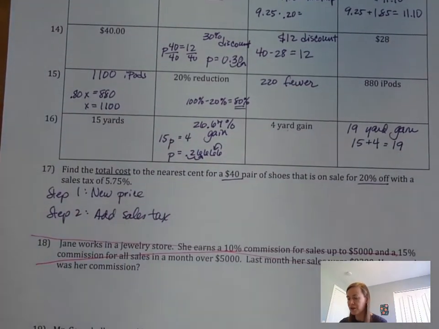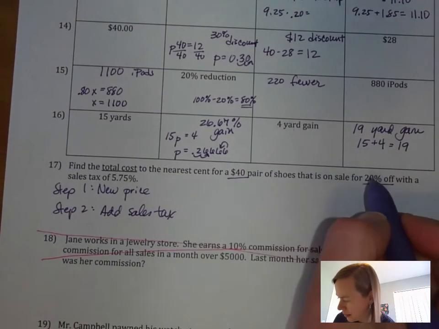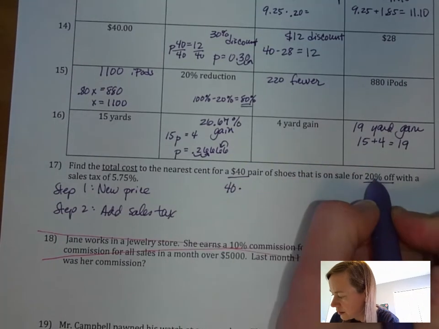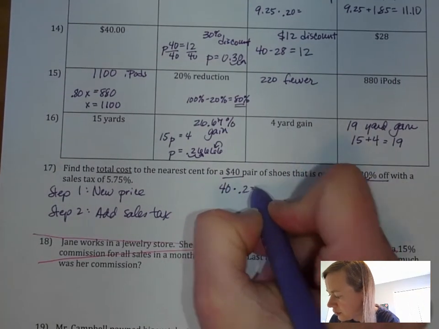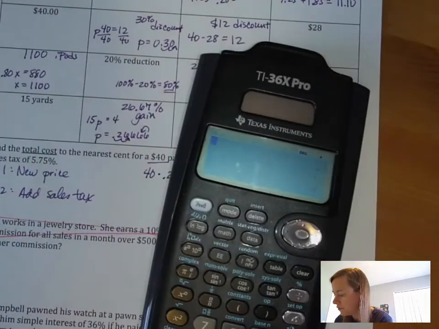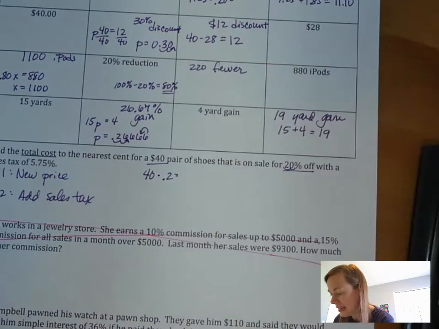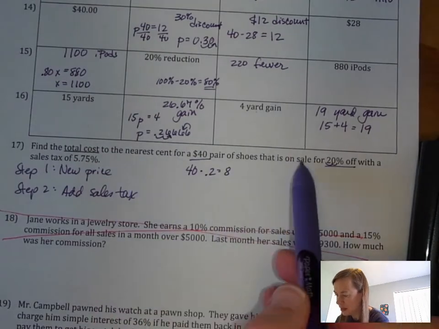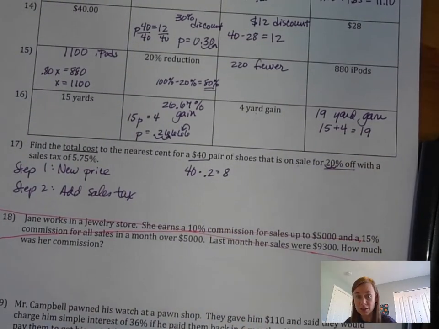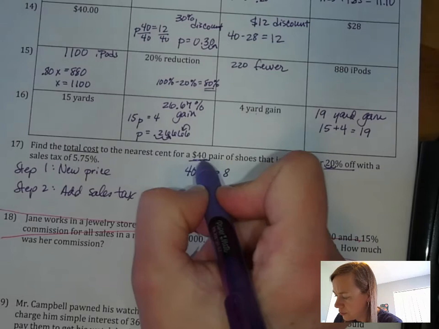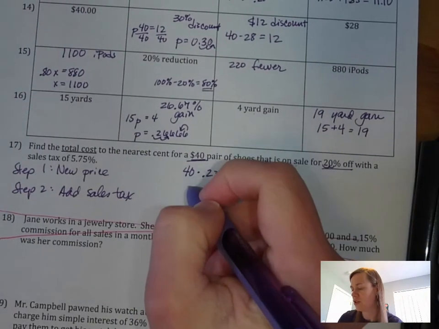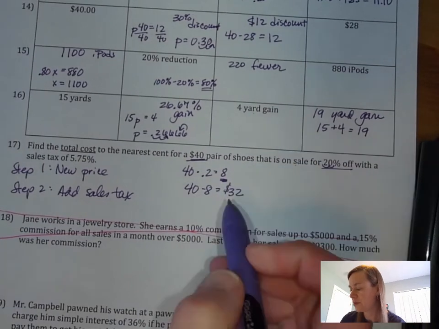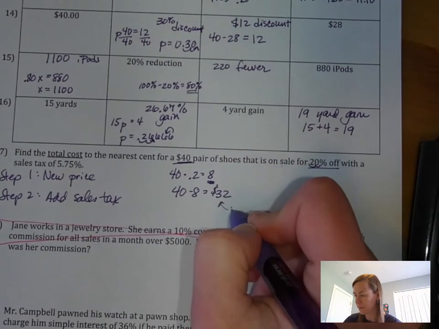Okay, so let's figure out our new price. So we're going to take 20% of 40. So 40 times, let's move that decimal point, 0.2 equals 40 times 0.2 is 8. Okay, now was it a discount? Let's see. It's on sale, so that means the price is going to get lower. So we'll have to take the original price and subtract the amount of change. 40 minus 8 equals 32. Okay, so $32 is the new price.